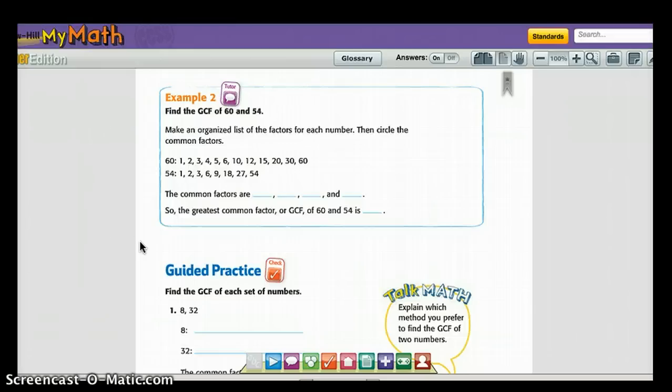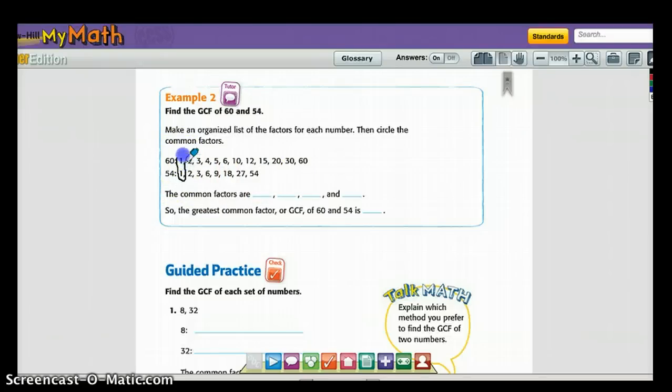Okay, here's another way on page 558, and this is kind of what the video was showing. You can make a list of all of the factors for each number, and then you can circle the common factors. Let's say it asks you to find the greatest common factor of 60 and 54. You can use a factor tree to help you, but if you list all of the factors out for 60, this is what you would get, and then you can list all of the factors for 54, so all of the numbers that can be multiplied together to get to 54. And then you look for what they have in common.